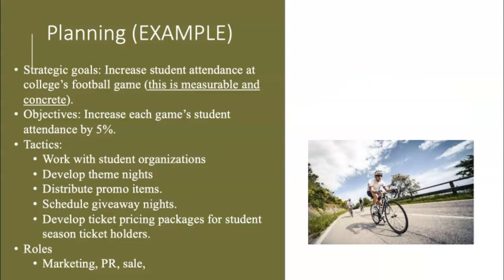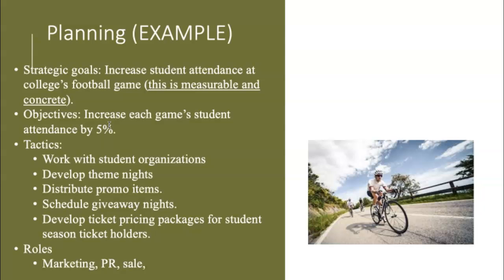So the planning process will be, the goal is to increase students' attendance at the college's football games, right? So this goal is measurable and concrete, right? The objective is we're going to increase each game's student attendance by 5%, right? Obviously, this objective is very clear and measurable, and you'll be able to know what direction you would like to go.